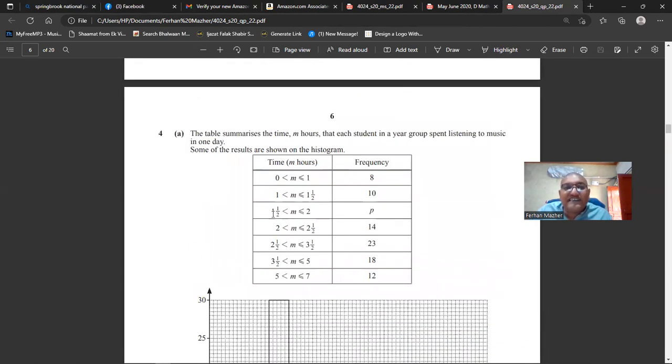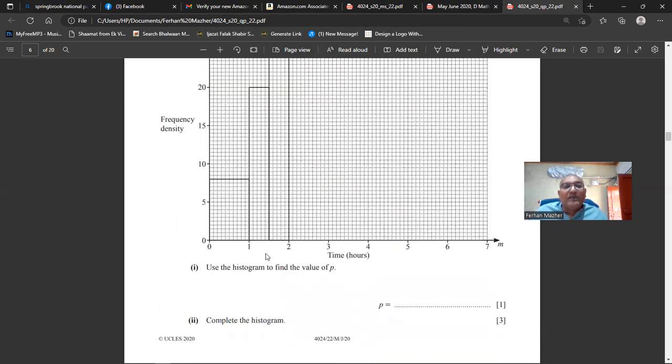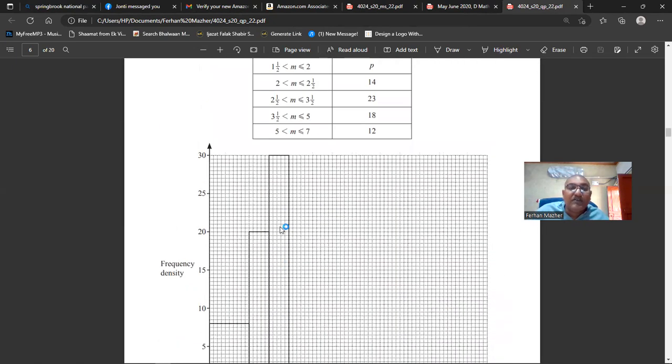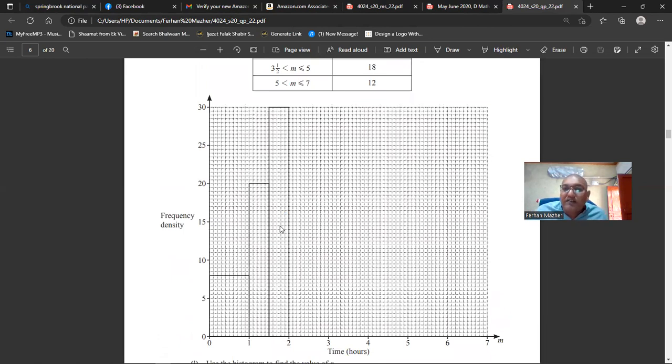P is the frequency of this class, 1.5 to 2. So 1.5 to 2 is this, its histogram is given. If the histogram is given, P is the frequency, so I can find the frequency from the histogram. Remember this: if the histogram is given like this one, the area of the rectangle representing that class is equal to the frequency of that class. So from 1.5 to 2, this is the rectangle representing it, and its area will be equal to its frequency, and that is equal to P.